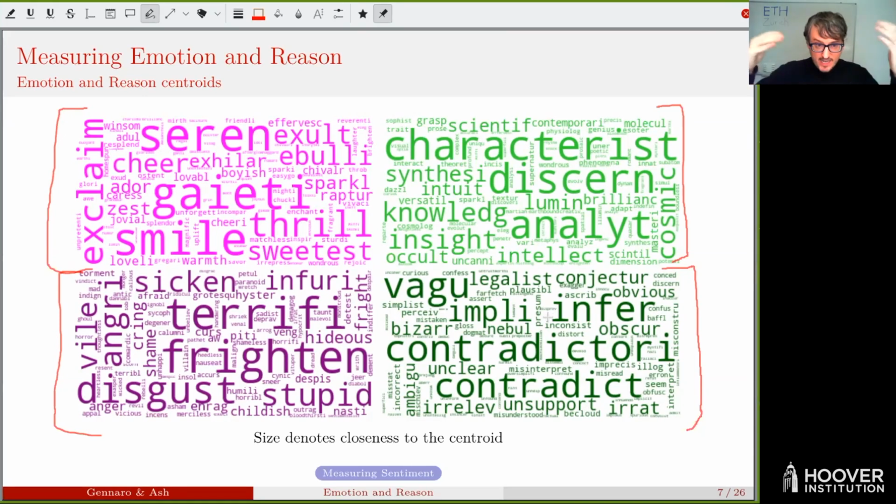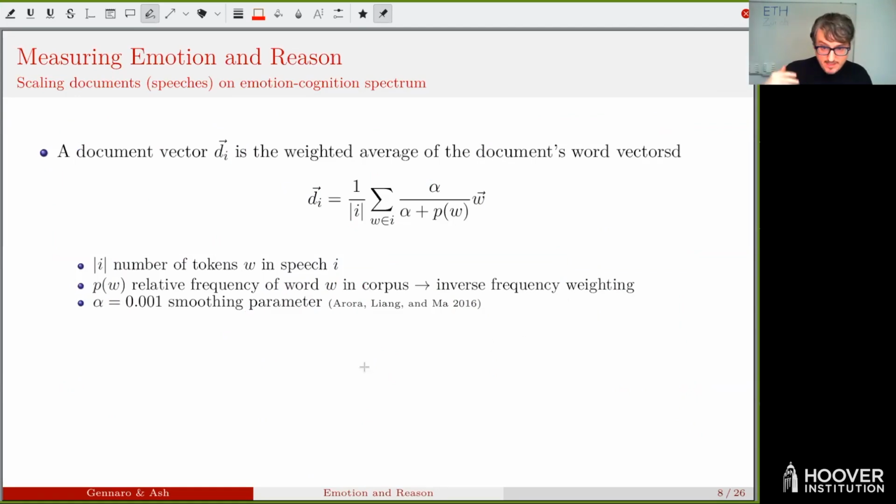There's both a positive and negative dimension to both emotion and reason. I think that's also important for our interpretation, that we're not just capturing some positivity or negativity in speech. We're really getting this emotion and reason dimension. So once we have these two poles of emotion and reason, we can scale every document between those two poles. I can come back to these technicalities in the Q&A if you're curious, but basically, in the same way that we can locate words in this space between emotion and reason, we can also locate speeches.